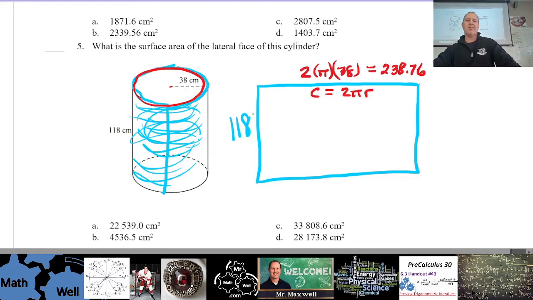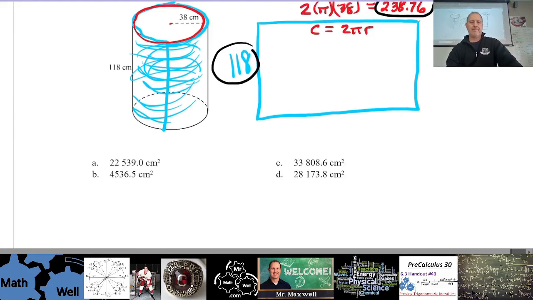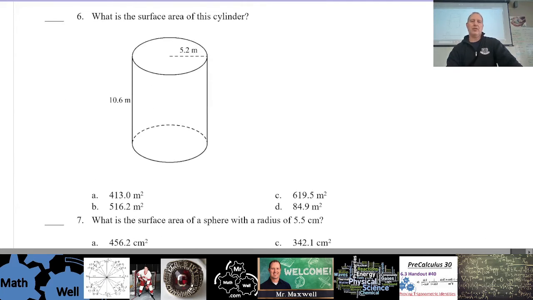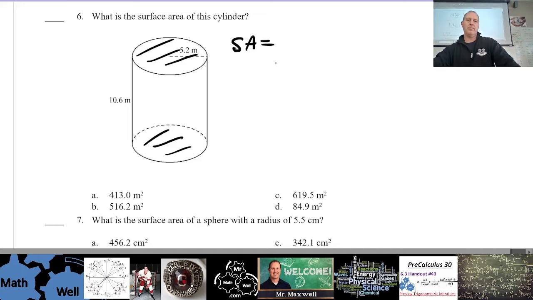So obviously this area is going to be the height times this circumference, okay? All right, maybe you even have that done already. Okay, surface area of the cylinder. So that means we have to take the area of the top and the bottom, which is going to be 2 times, what's the formula for the area of a circle?